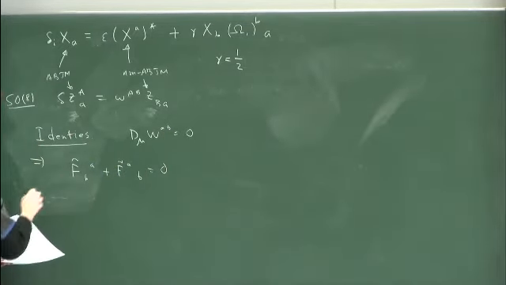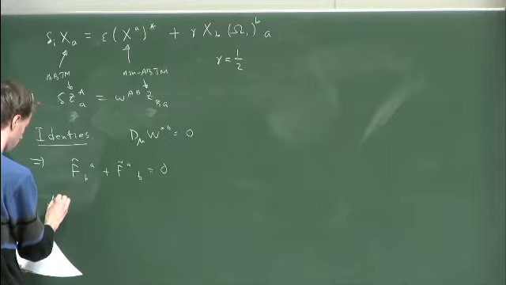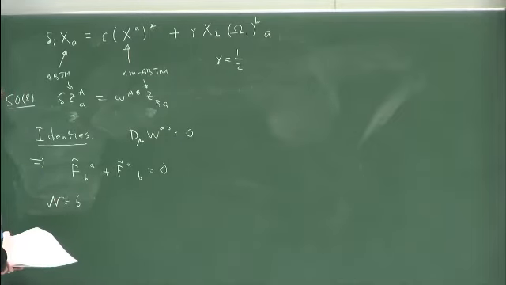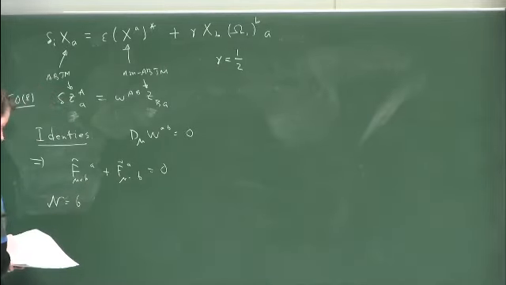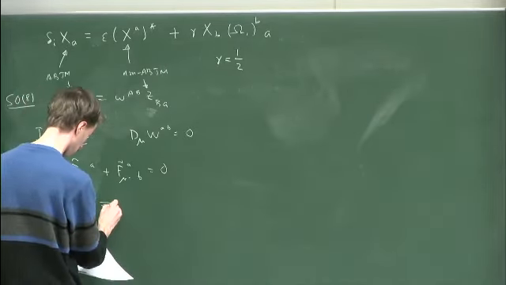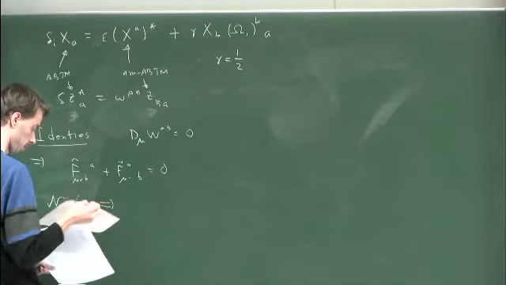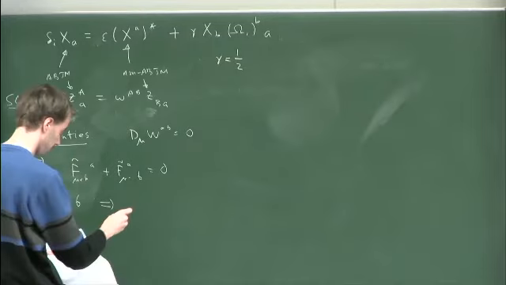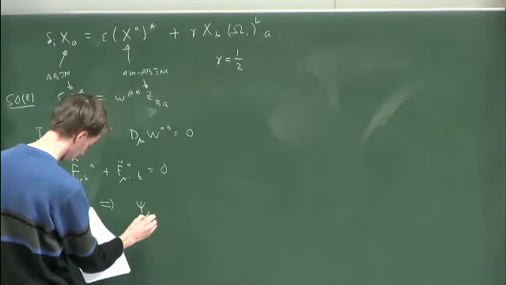One directly gets this condition, and then just apply N equal to 6 supersymmetry on this condition. So if one makes a supersymmetry variation of this, one gets almost immediately something which looks like some identity.